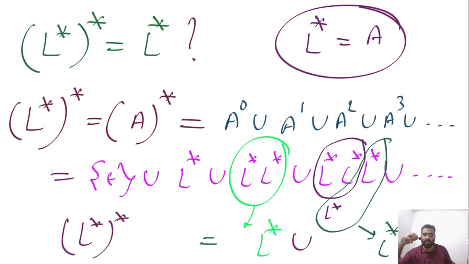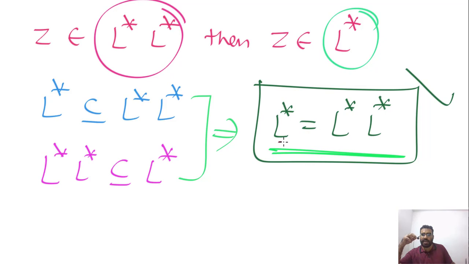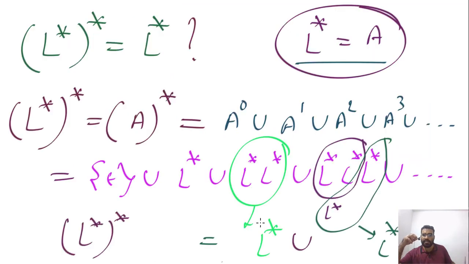Very simple result. What I am saying is that for L star whole star, let us assume this L star is A. Then I can write L star whole star as A star, and I can open it like this. If I replace this A with L star, then what will I get? I will get L star union L star L star union L star L star L star, and so on. Now you can notice that we have already seen L star is equal to L star L star. So this L star L star is the same as L star.